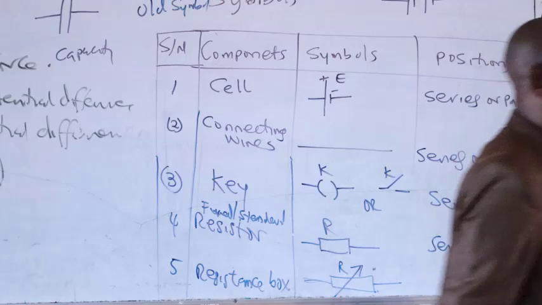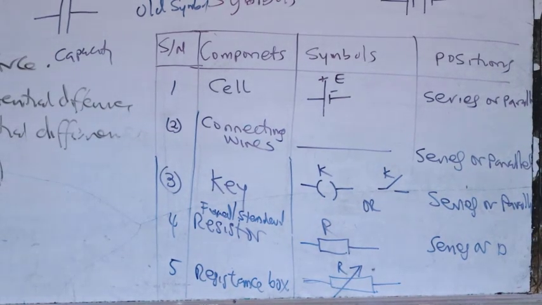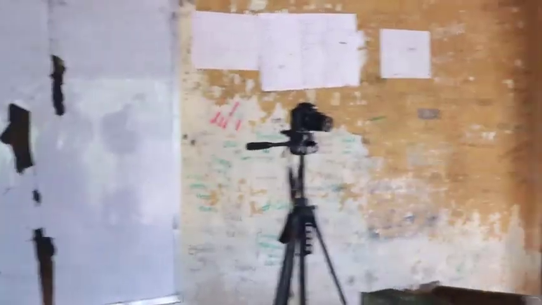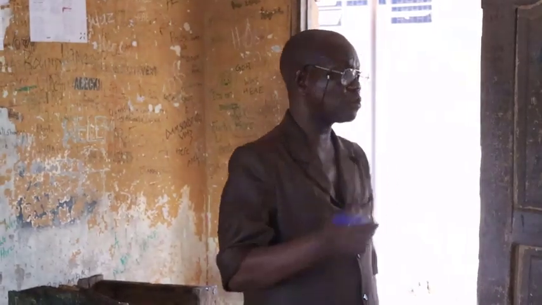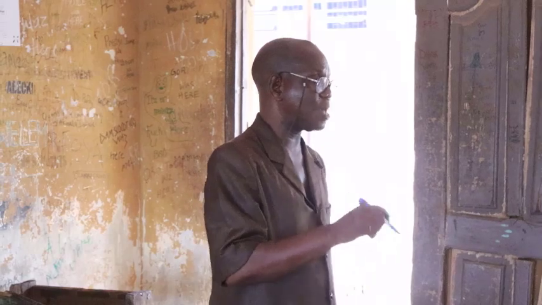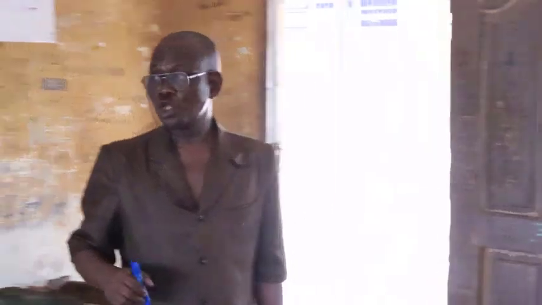You can adjust it to 1 ohm if 1 ohm is needed, you can adjust it to 2 ohms, you can adjust it to 3 ohms. But it has to be an integer. It cannot be 1.5 or 2.5. Integer means whole number. 1 ohm, 2 ohms, 3 ohms, 4 ohms, 5 ohms, 10, 20, and so on. It has to be an integer. Is that taken? So you can vary the values on the resistance box.